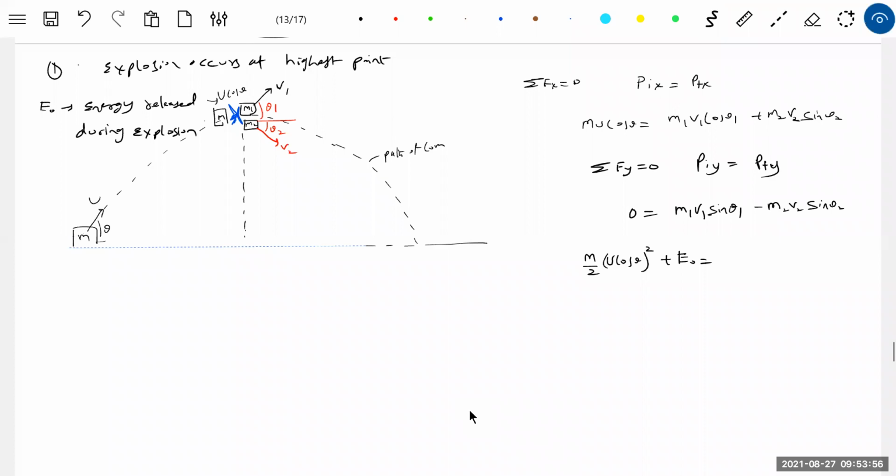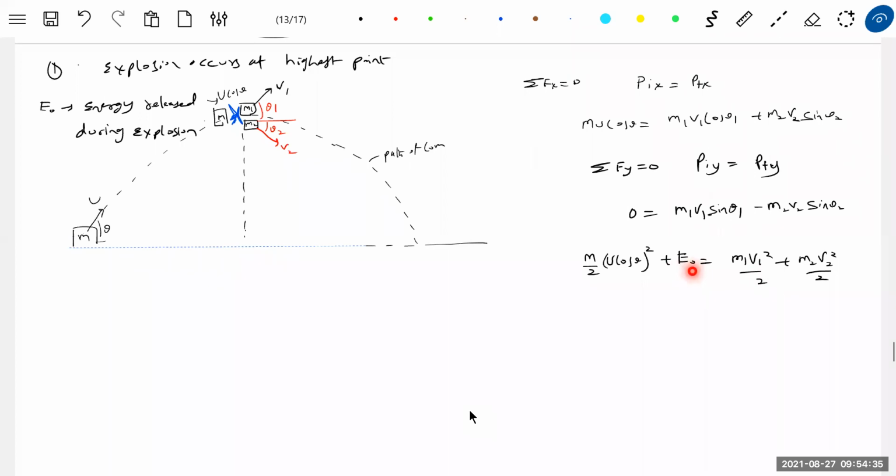during explosion. Okay, this energy released can be in many forms. If the total energy is converted into fragments, you are going to write the equation like this: m1 v1 square by 2 plus m2 v2 square by 2. So the whole energy released is converted into kinetic energy of the fragments. It can also happen that half of the energy released is converted into kinetic energy of fragments, and the remaining will be converted into sound.